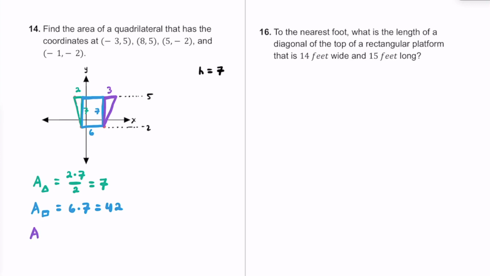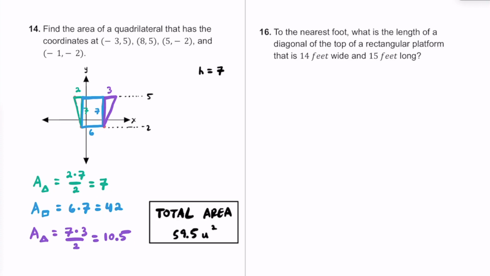So if we want to find the area of this triangle, it's going to be base times height divided by 2, or really 7 multiplied by 3 divided by 2. 7 times 3 is 21, and half of 21 is going to be 10.5. And so if you go ahead and add up this 7 and 42 and 10.5, we know that the total area of this trapezoid or quadrilateral is going to be 59.5 square units.